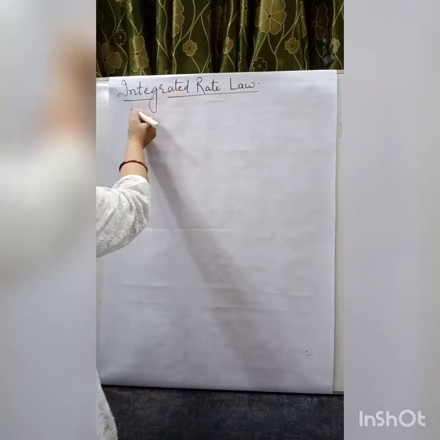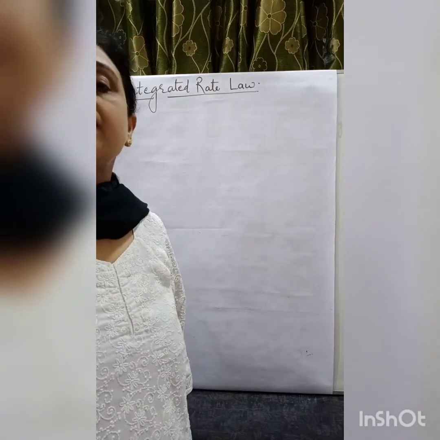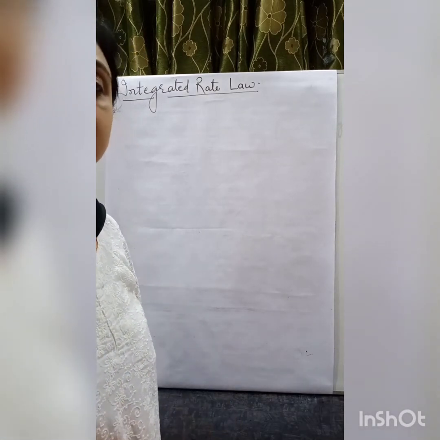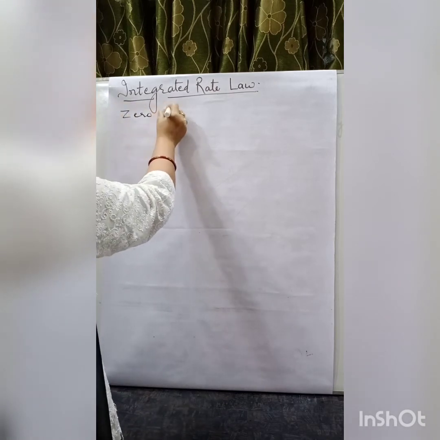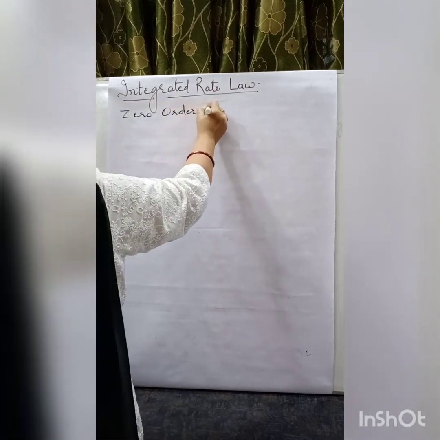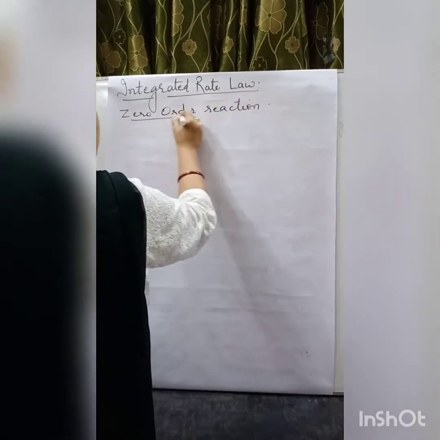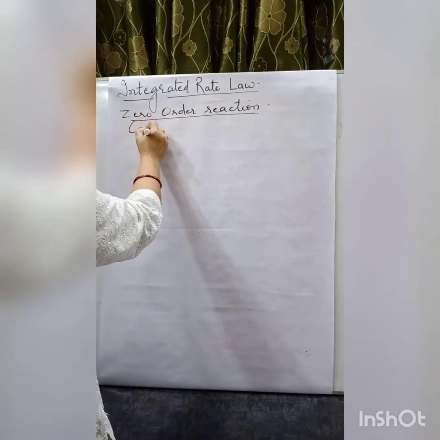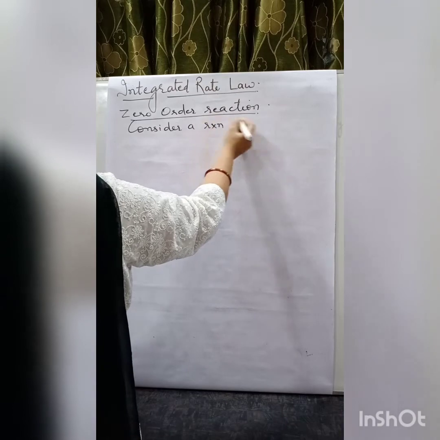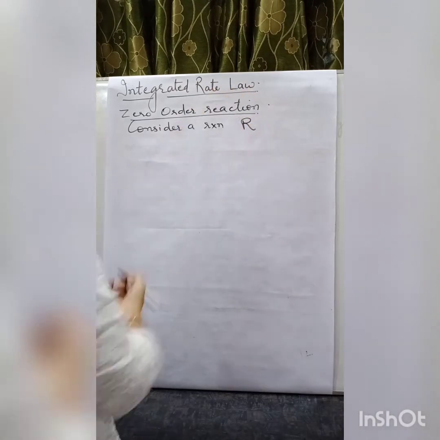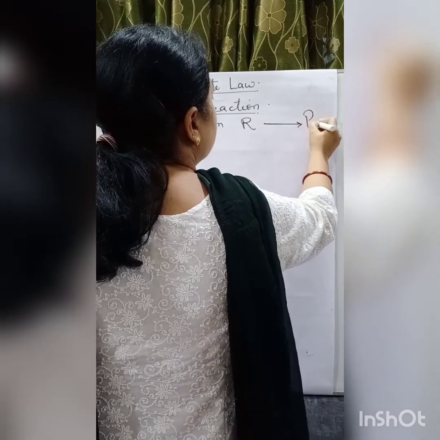Now, there are two different orders of reaction. Let us derive the expression of integrated rate law. First of all, let us derive it for a zero order reaction. Consider a general reaction. Let R be the reactant which goes on to give product.